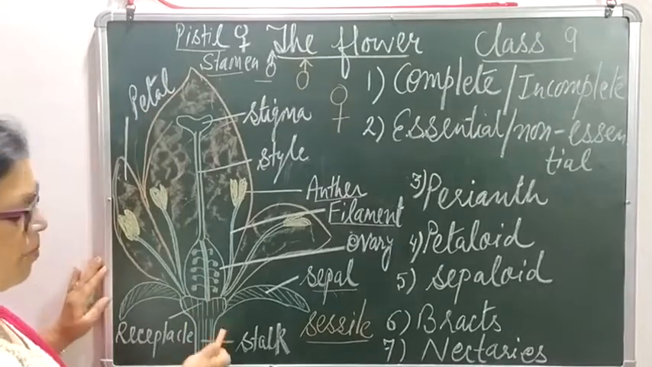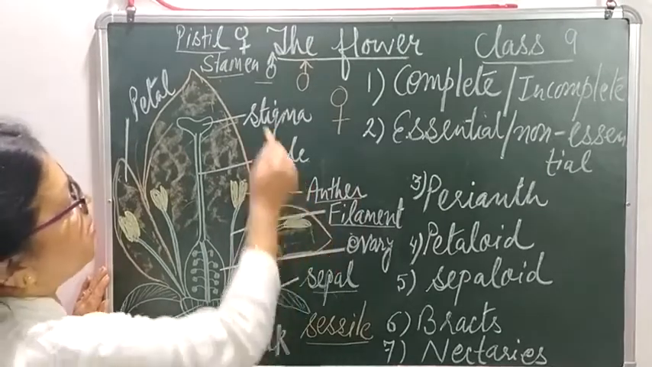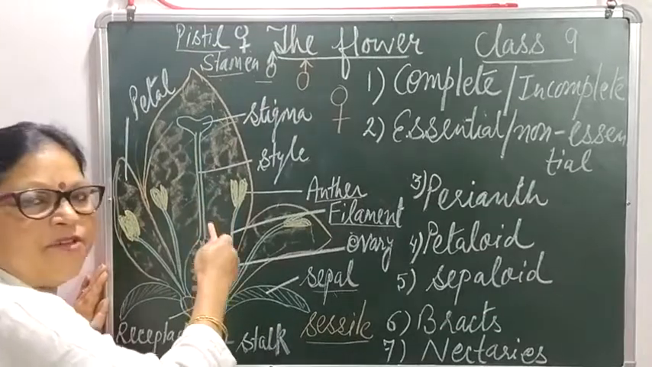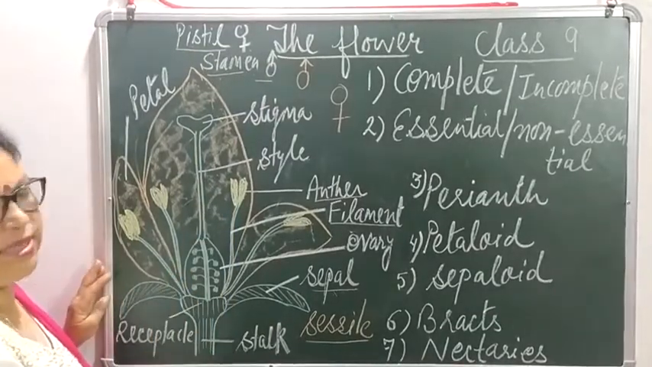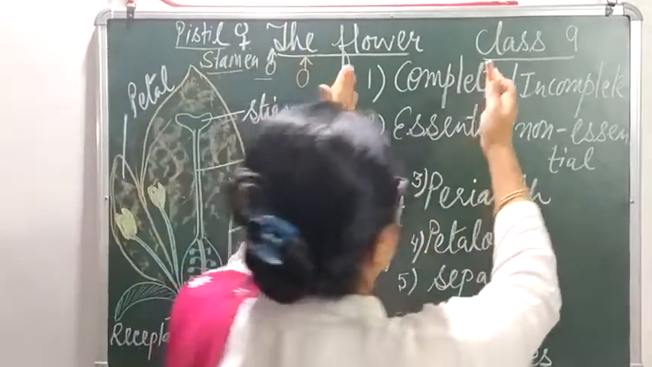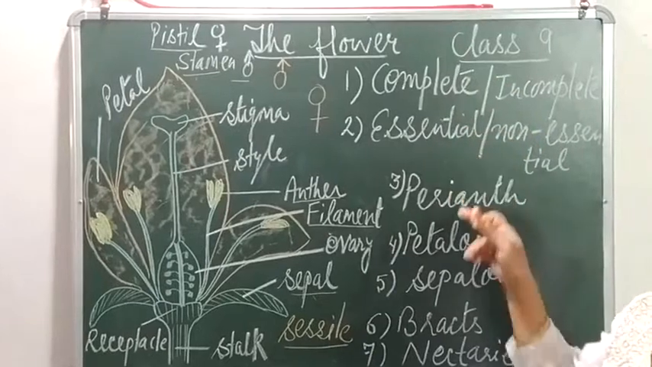This is the structure of a bisexual flower, because in this flower both the male part, that means stamen, and the pistil, the female parts, are present in the same flower. It is called a bisexual flower. Now based on this flower, there are various important terms, children. These are very important terms.